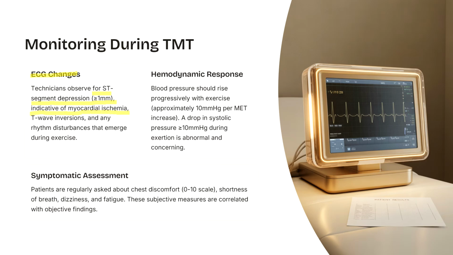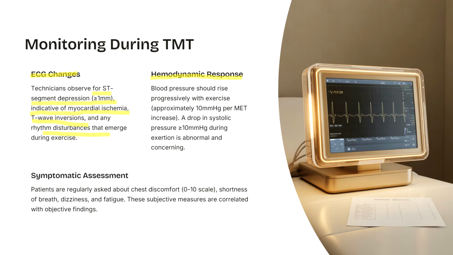So if during TMT it is found that the ST depression is greater than or equal to 1 mm, then it indicates that the person may be suffering from myocardial ischemia. There will be T wave inversion and any rhythm disturbance that emerges during exercise. So these are the ECG changes which the cardiologist has to monitor during TMT. Now, what are the hemodynamic responses a cardiologist has to monitor?